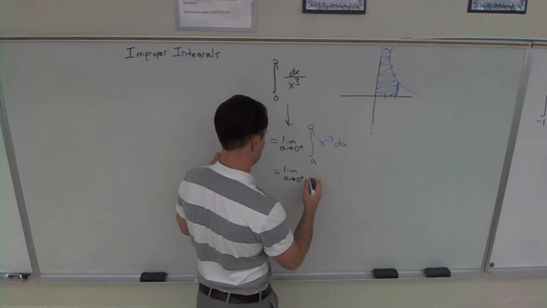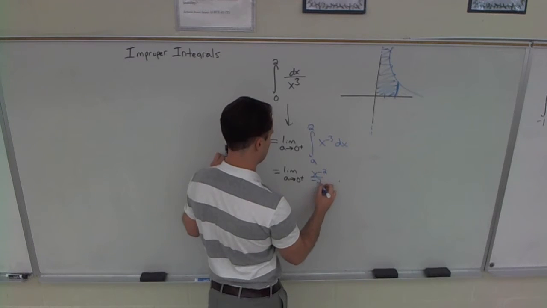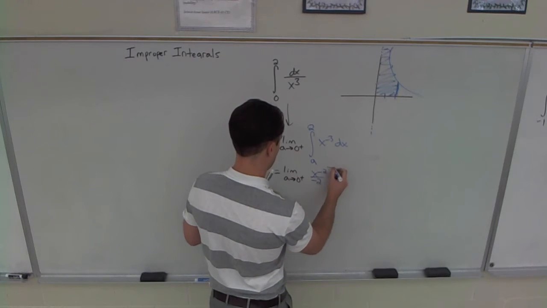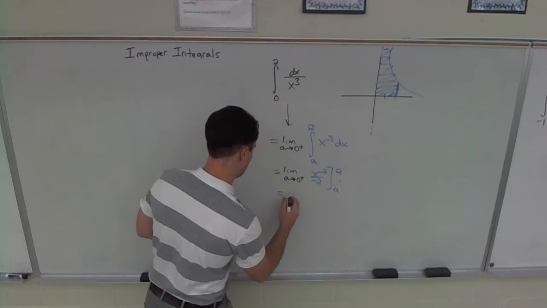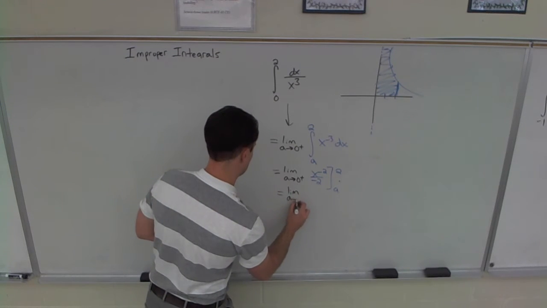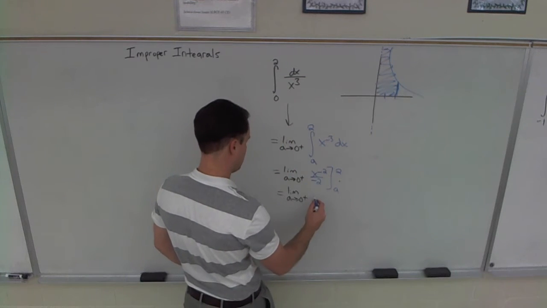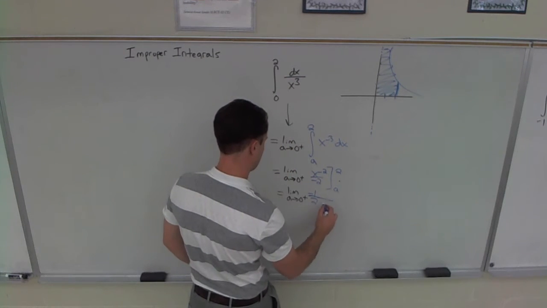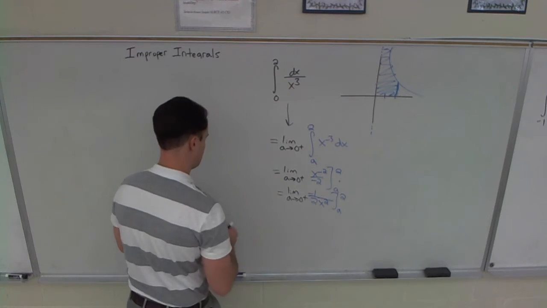What's that integrate to? X to the negative 2 divided by negative 2 from a to 2. I'm going to clean that up a little more. That's the limit as a approaches 0 from the right of negative 1/2 with the x squared on the bottom. Okay, so what's that equal to?